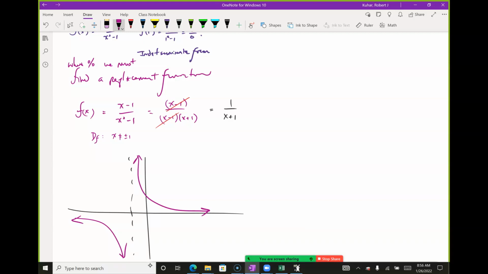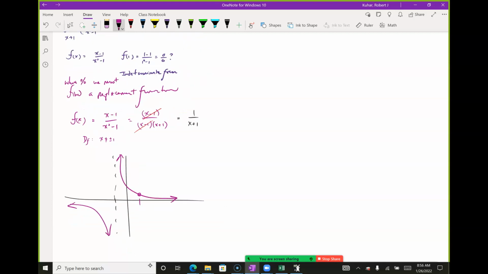But at minus 1, it doesn't exist. And at positive 1, there's a hole. At minus 1, the graph doesn't exist at all. And at positive 1, there's a hole in the graph. Again, it doesn't exist at all, but it doesn't exist in a different kind of look. So this is y equals 1 over x plus 1 for x not equal to plus or minus 1. Is everybody comfortable with what I'm saying here?